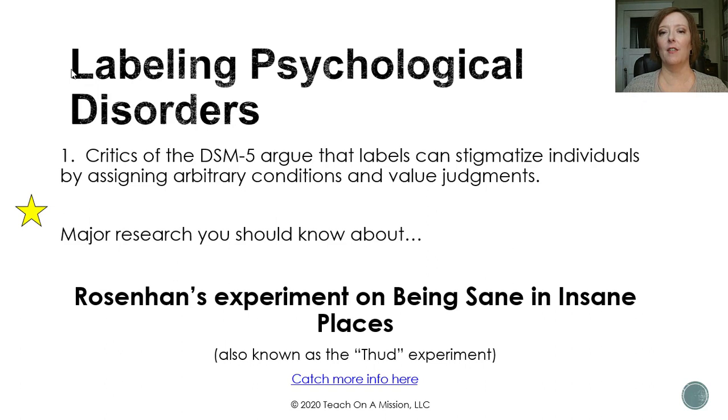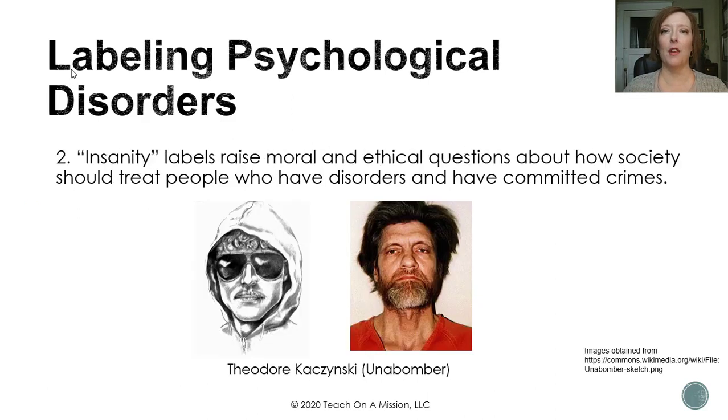Critics of the DSM-5 argue that labels can stigmatize individuals by assigning arbitrary conditions and value judgments. Major research you should know about includes the Rosenhan's experiment on being sane in insane places. This is also sometimes known as the THUD experiment. So we will be discussing this quite in depth in class, so get ready for that. Another problem with labeling psychological disorders is that the insanity label raises moral and ethical questions about how society should treat people who have disorders and have committed crimes.